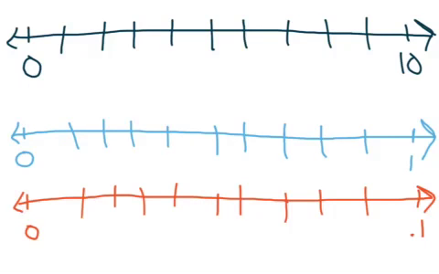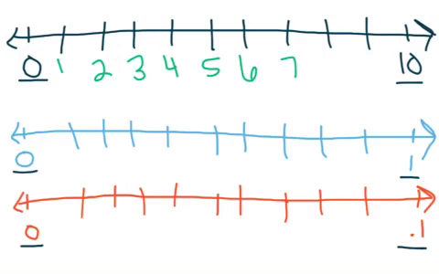Alright, so if we look at this number line, I have three number lines in front of us. I have a 0 to 10 number line, I have a 0 to 1 number line, and then I have a 0 to a 10th number line. And as I fill it out, you're going to see that there is a pattern with all of them. So let's look at the 0 to 10. You know that it's 1, 2, 3, 4, 5, 6, 7, 8, 9, and then 10 on that number line.